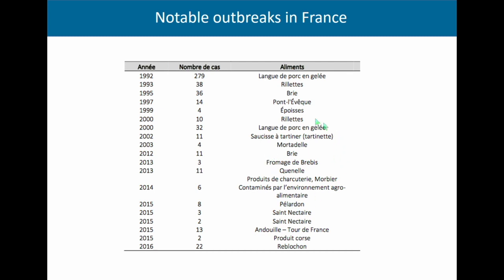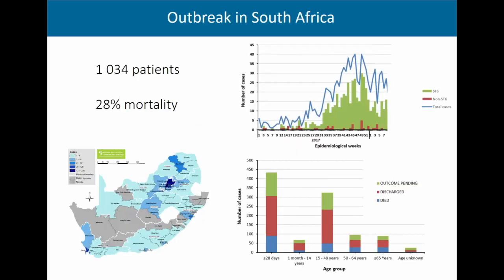But you see clearly that the food products that have been implicated in these outbreaks are very much associated with a French way of eating. We are talking about cheese, we are talking about delicatessen. But this is not the only country where Listeria is a problem.